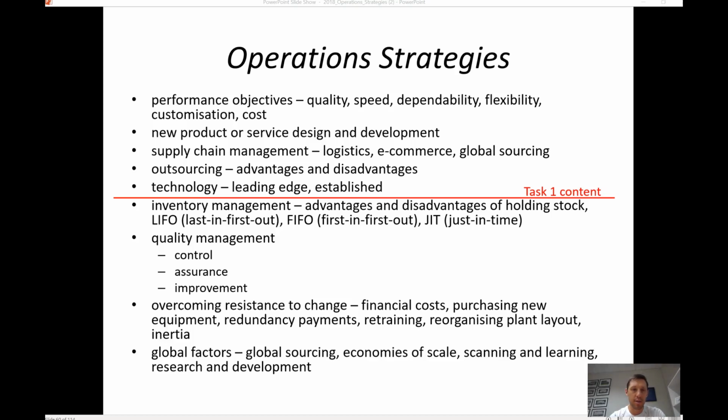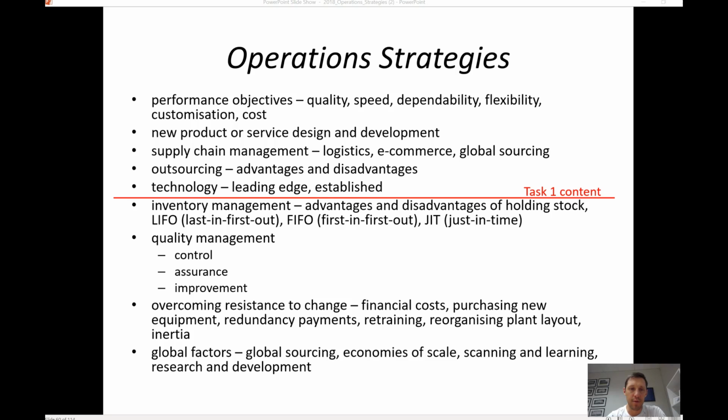Okay, in this video we're going to have a look at inventory management in terms of an operations strategy. So far I've looked at the key strategies of performance objectives, new product or service design development, supply chain management, outsourcing, technology. That was where we stopped for your first assessment task. And now we're moving on to inventory management and specifically looking at what are the advantages and disadvantages for an organisation of holding stock.